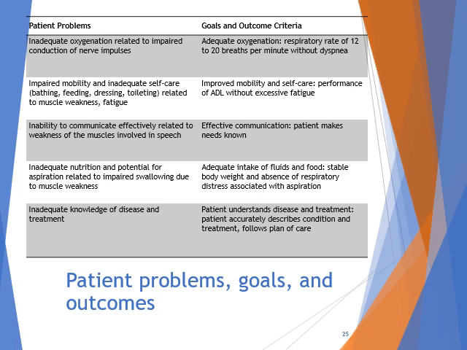And then, of course, knowledge and nutrition. We want to maintain a stable body weight and no respiratory distress. Remember that muscle weakness in the swallowing can lead to aspiration, so we want to prevent that. And this is in your book.